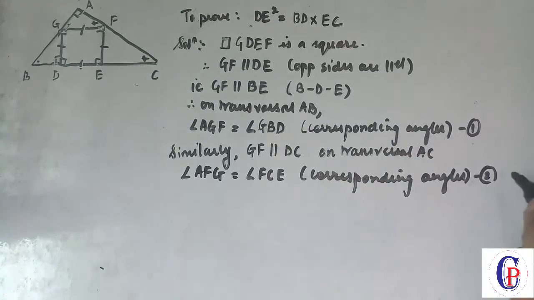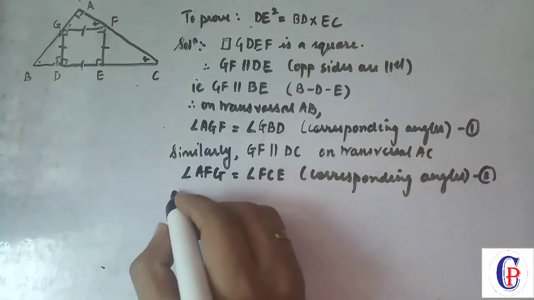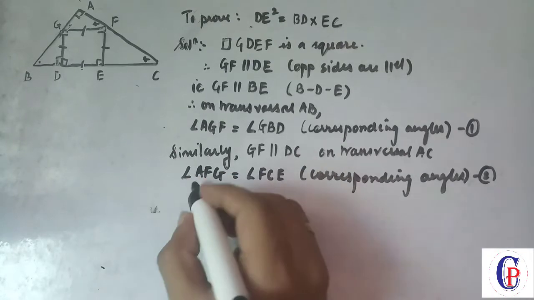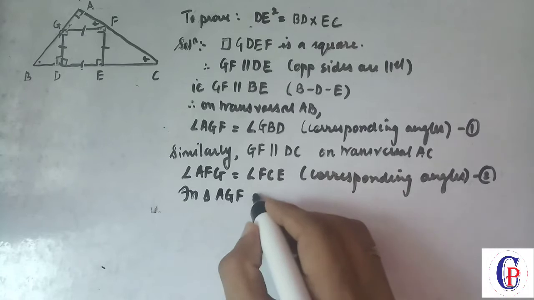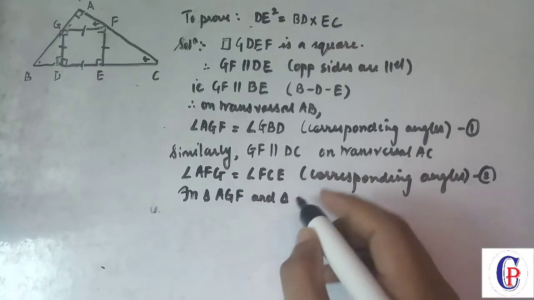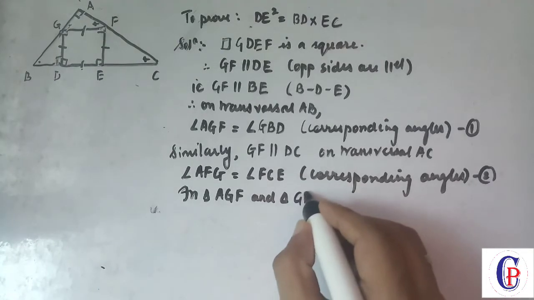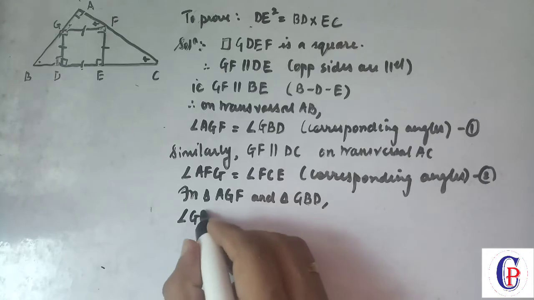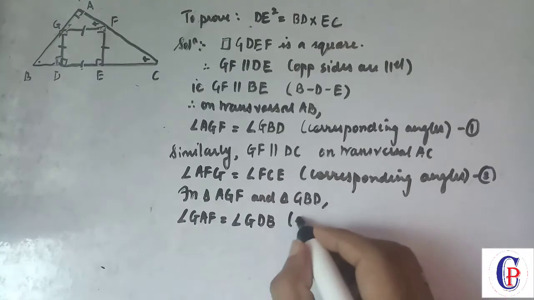Okay, this becomes second. Now let us prove these two triangles similar. So we can say that in triangle AGF and triangle GBD, angle GAF is equal to angle GDB, each is 90.